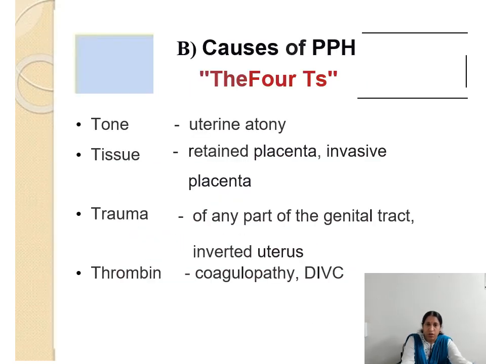It is caused by uterine atonicity and the tissue causes, that is retained placenta and invasive placenta, and trauma causes, that is any injury to the genital tract with inverted uterus, and thrombin where there is coagulopathy, and DIC, meaning defective coagulation factors, defective thrombin. So the 4 T's, that is the causes of true PPH: tone, tissue, trauma and thrombin.